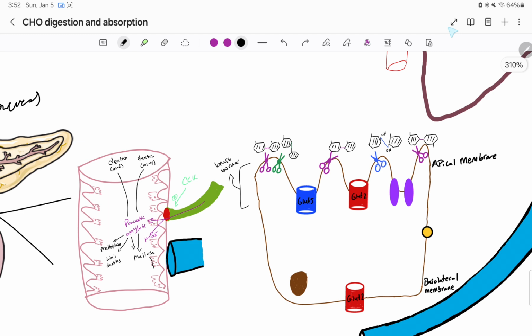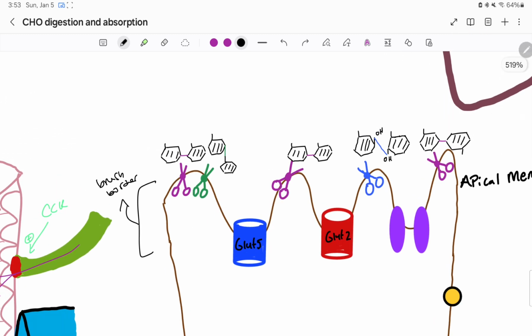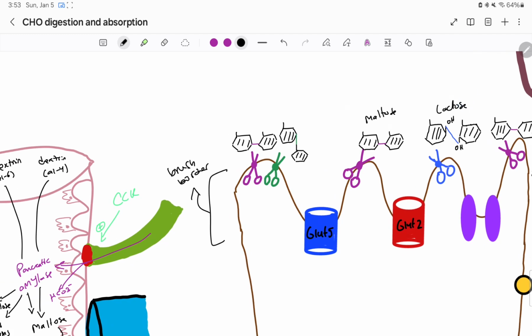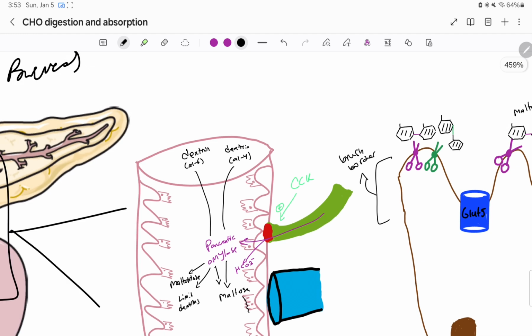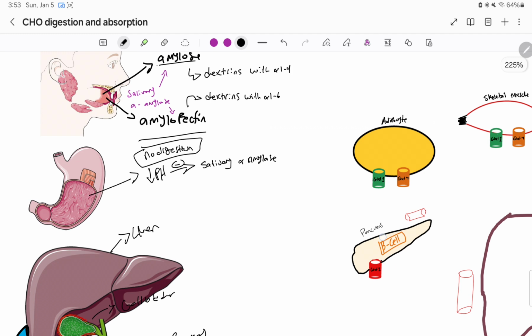Now, what's going to happen next? Well, you're going to get all these different things here, okay? You're going to get maltose, okay? You're going to get lactose, okay? And you're going to get some other molecules here. Now, you might be thinking, okay, Keon, where did lactose come from? So, you know we had dextrins here, right? And at the start we had amylose and amylopectin, okay?